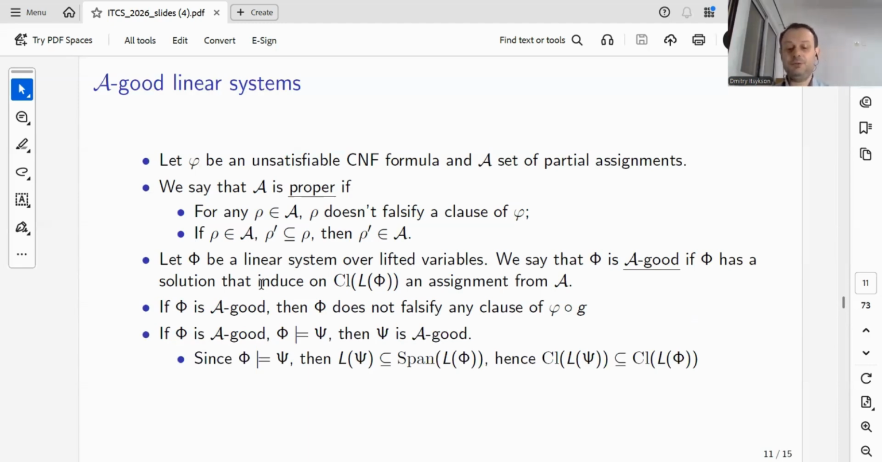Then the set of linear forms of psi lies in the span of the set of linear forms of phi, and thus the closure of linear forms of psi is a subset of the closure of linear forms of phi. Now it is straightforward that the solution of phi can also be used as a solution of psi, and its restriction to the smaller closure is also in A.